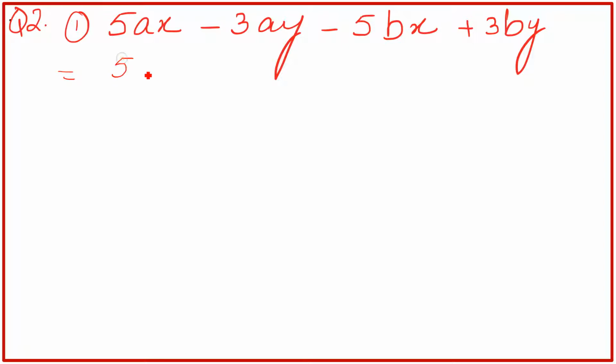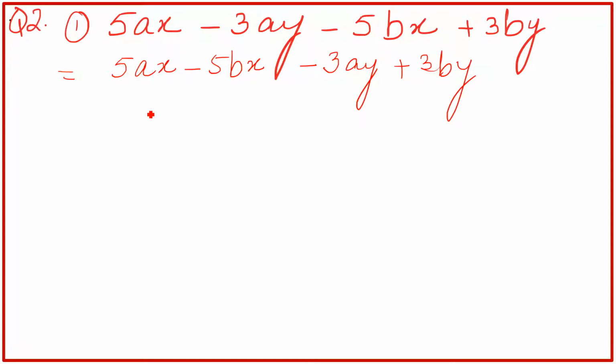We will write down 5ax and 5bx together, and then minus 3ay plus 3by. Now we can take something common from the first pair and from the second pair.